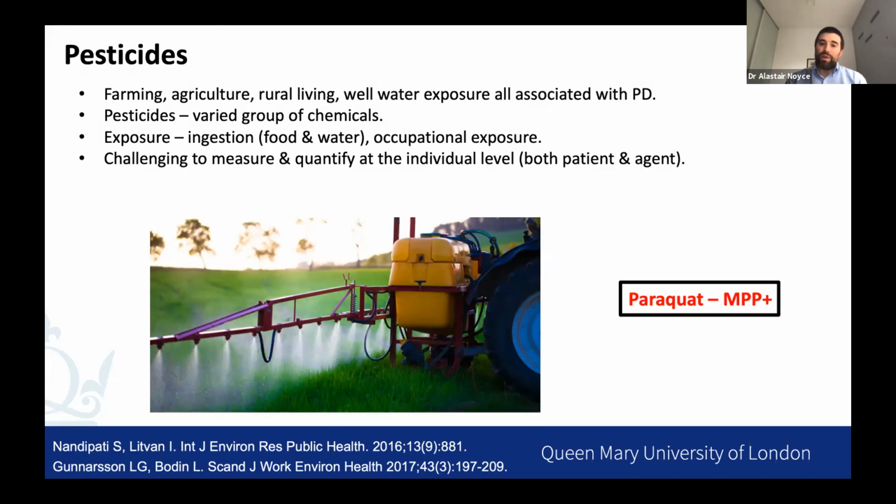But interestingly, one of the biggest culprits within the pesticide group is a drug called paraquat, which is structurally very similar to MPP, which is that compound that I mentioned in the previous slide, that is the metabolite of MPTP and was associated with Parkinsonism in the cluster of heroin users in California. So here you see this very nice analogy and link between toxic exposures on a very small scale and a very large scale, linking paraquat and this compound MPP to Parkinsonism.